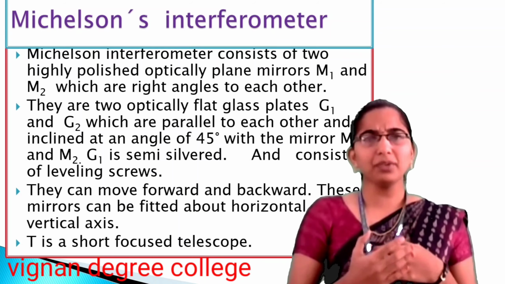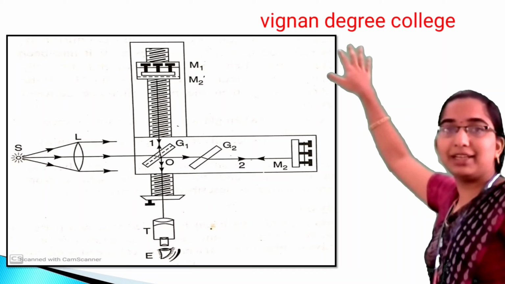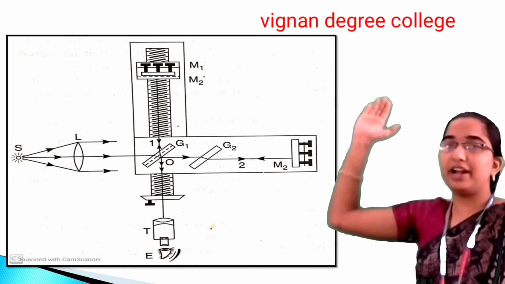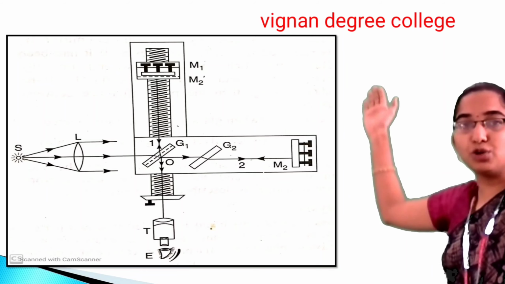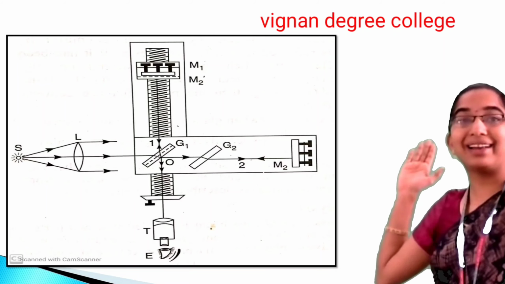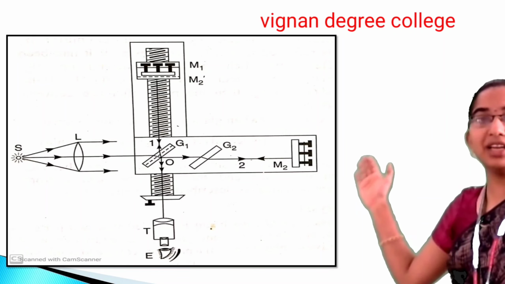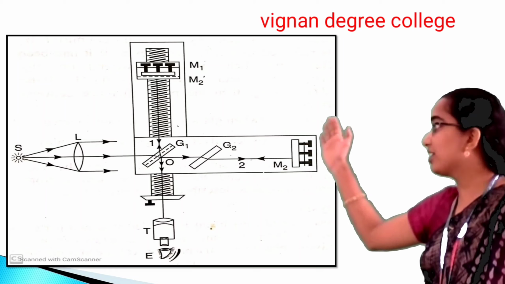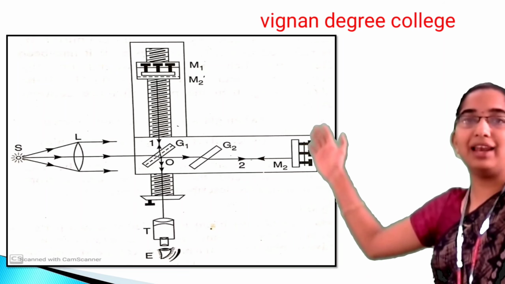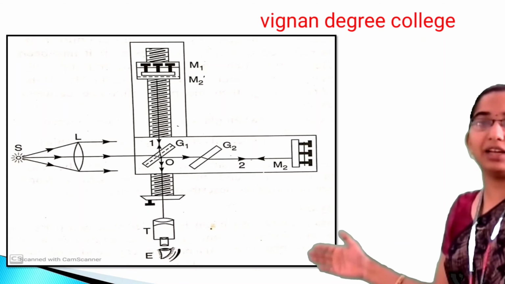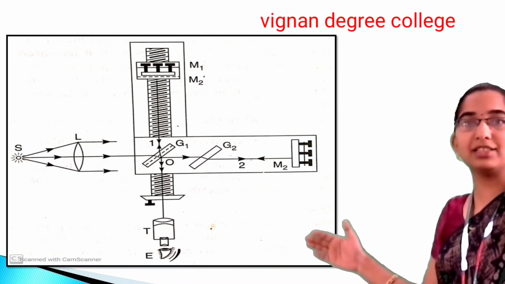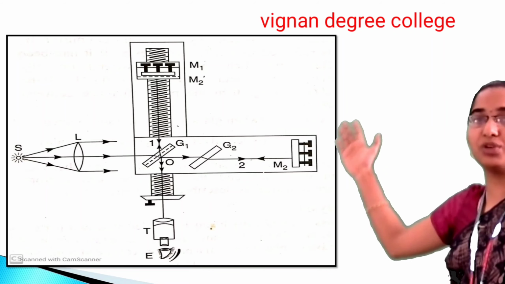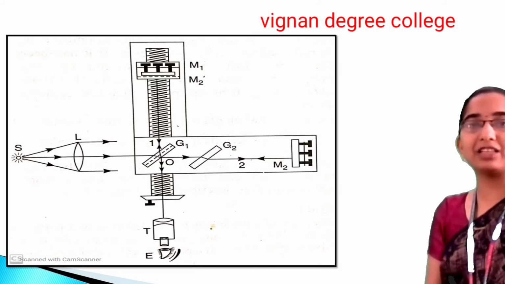Next, let us look at the diagram. In the diagram, M1 and M2 are two mirrors, G1 and G2 are glass plates, G1 is the semi-silvered glass plate, S is the light source, L is the lens, and T is the telescope. So this is the diagram.